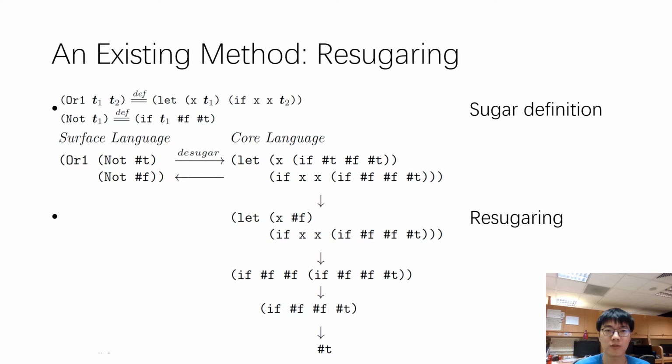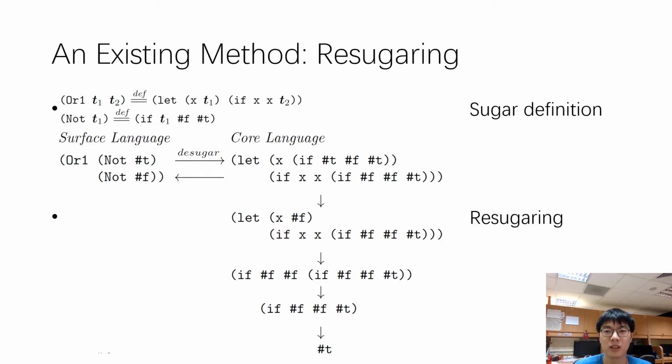Above are two sugar definitions, and for the small program "or one, not true, not false," the traditional desugaring will unfold all sugars and start to execute the program in the core language, just as on the right side. So we can only get the final result on the surface level.